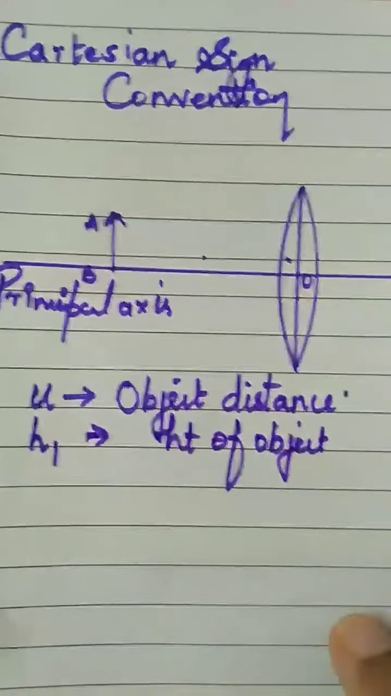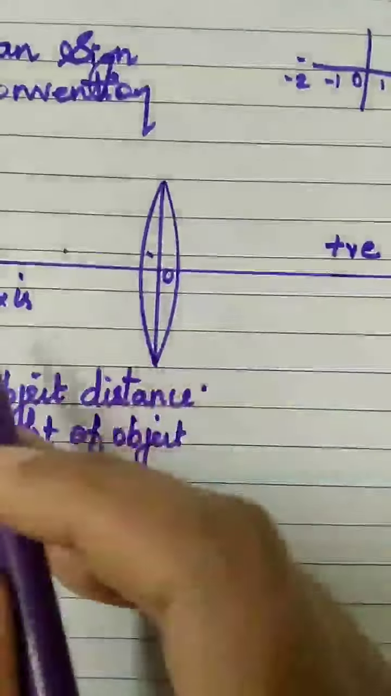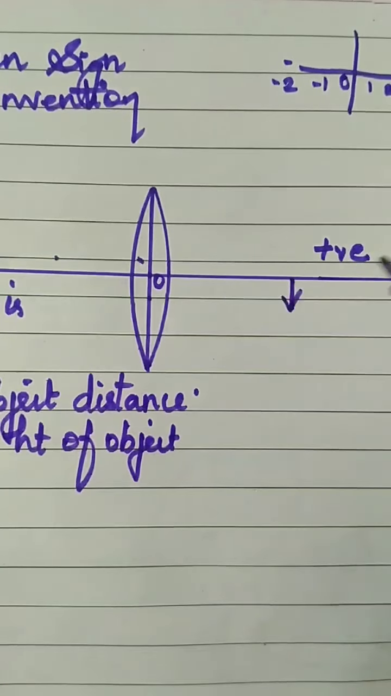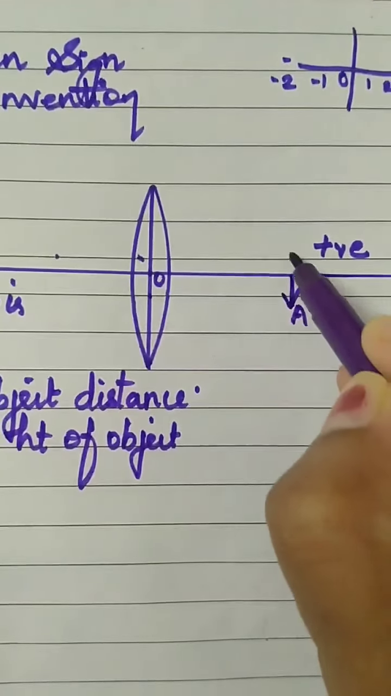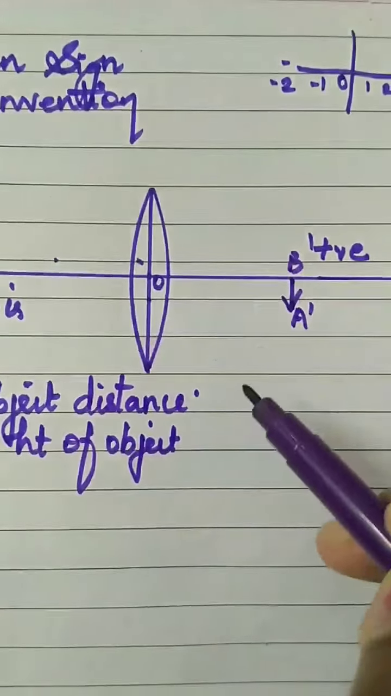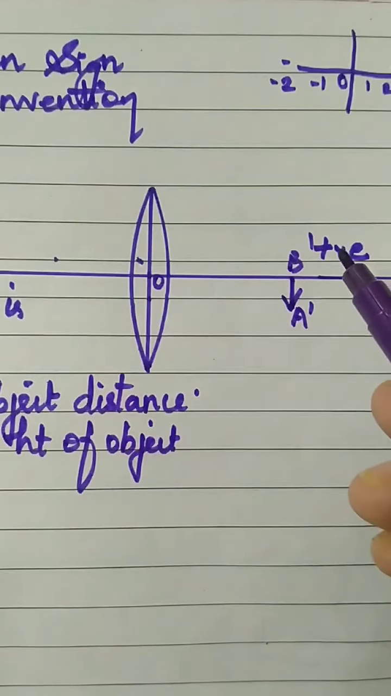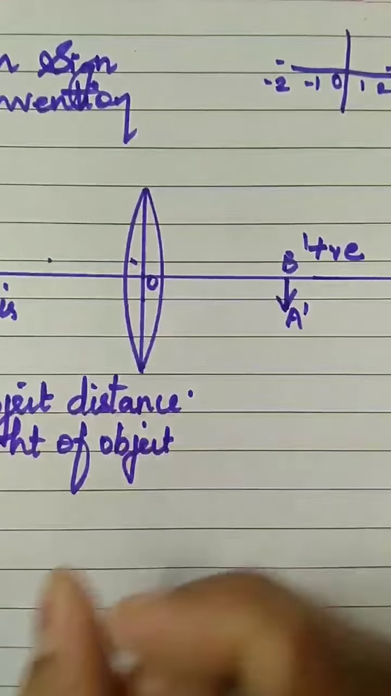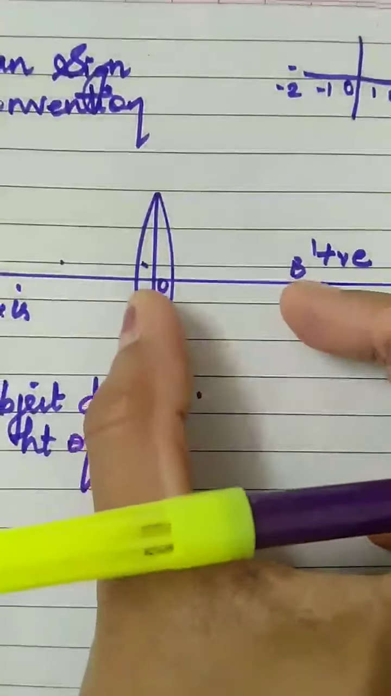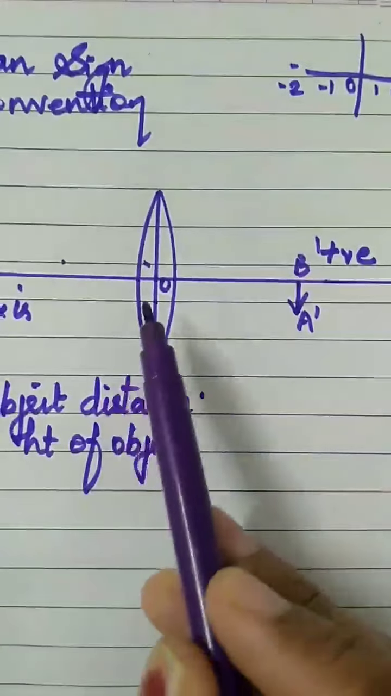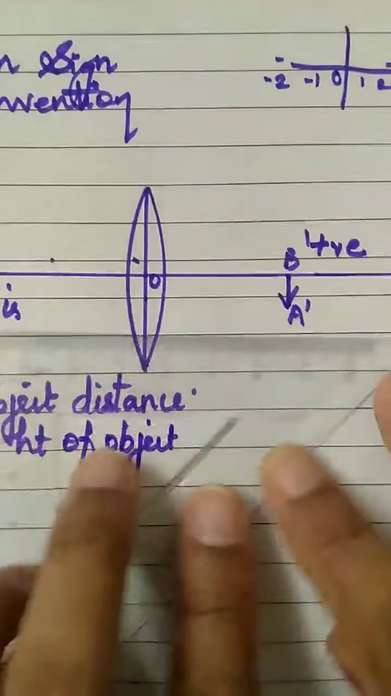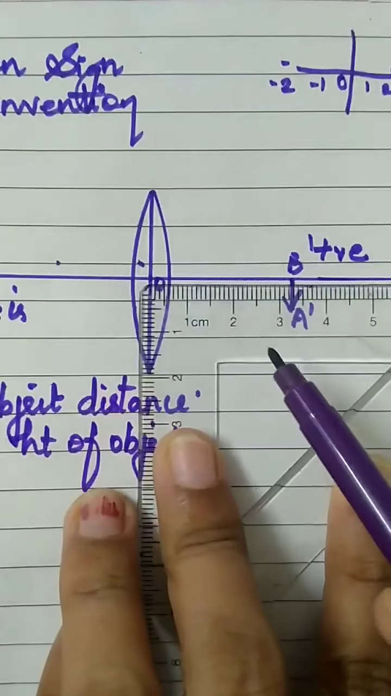So hope you understood. Now, if you are getting the image on the right side, an inverted image, this will be A dash B dash. In the last class we saw many images for convex lens. So you are getting the image on the right side, inverted. Now what is the distance of this image from the lens? From the optical center we measure, no? Optical center is the origin. From the origin we measure all the distances. Like this we use a scale and we measure. So here we have the image.